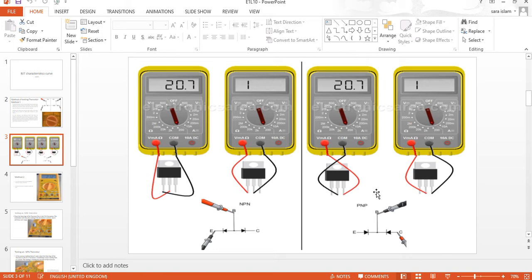Your mid terminal, the base, is N, so you will be connecting your negative lead with your mid terminal and your positive lead with your collector or emitter, and in both scenarios when you connect your positive lead with either collector or emitter, you will receive a value, which confirms that it's a PNP, right?